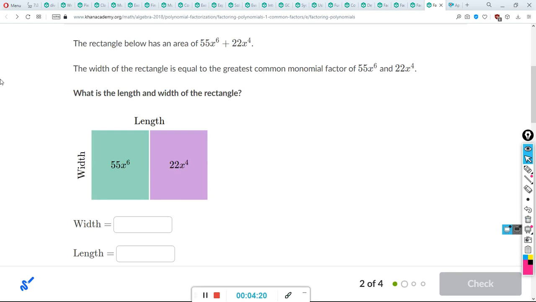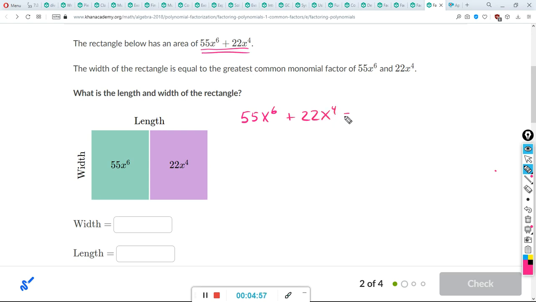Here it says the rectangle below has an area of 55x to the 6th plus 22x to the 4th. The width of the rectangle is equal to the greatest common monomial factor. What is the length and the width? So it's not as bad as it looks. We're just factoring this right here. Let me rewrite it. That's going to be 55x to the 6th plus 22x to the 4th.